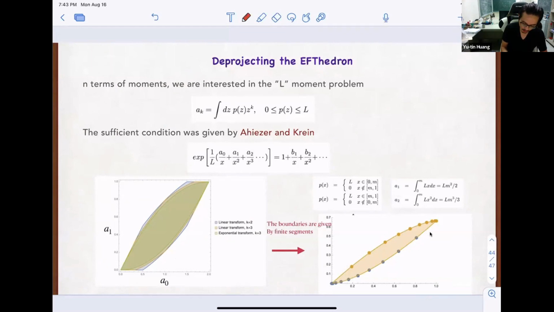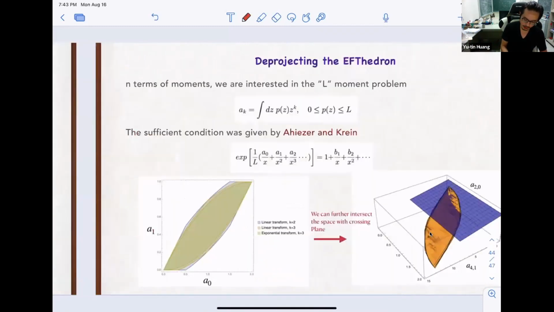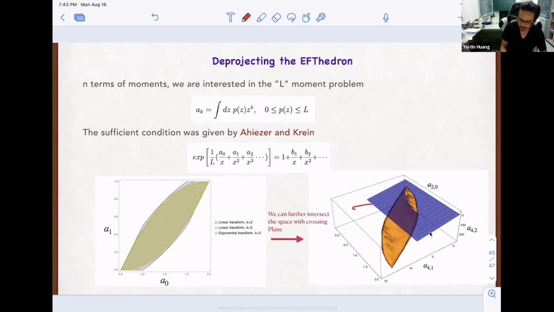So basically, I'm just drawing out the constraint. So this is the constraint for A0, A1. And from this, you can also just by matching it to this L moment problem, now the whole EFThedron is no longer projective. So now the bounds are really strict bounds on the coupling, not the ratio. And actually, we also have understanding for what the boundaries are. And after you have these strict bounds, then you can of course ask it to intersect the crossing plane, and then you start to carve out a region that is now defined in terms of the space of EFT couplings, where the couplings are no longer defined projectively.